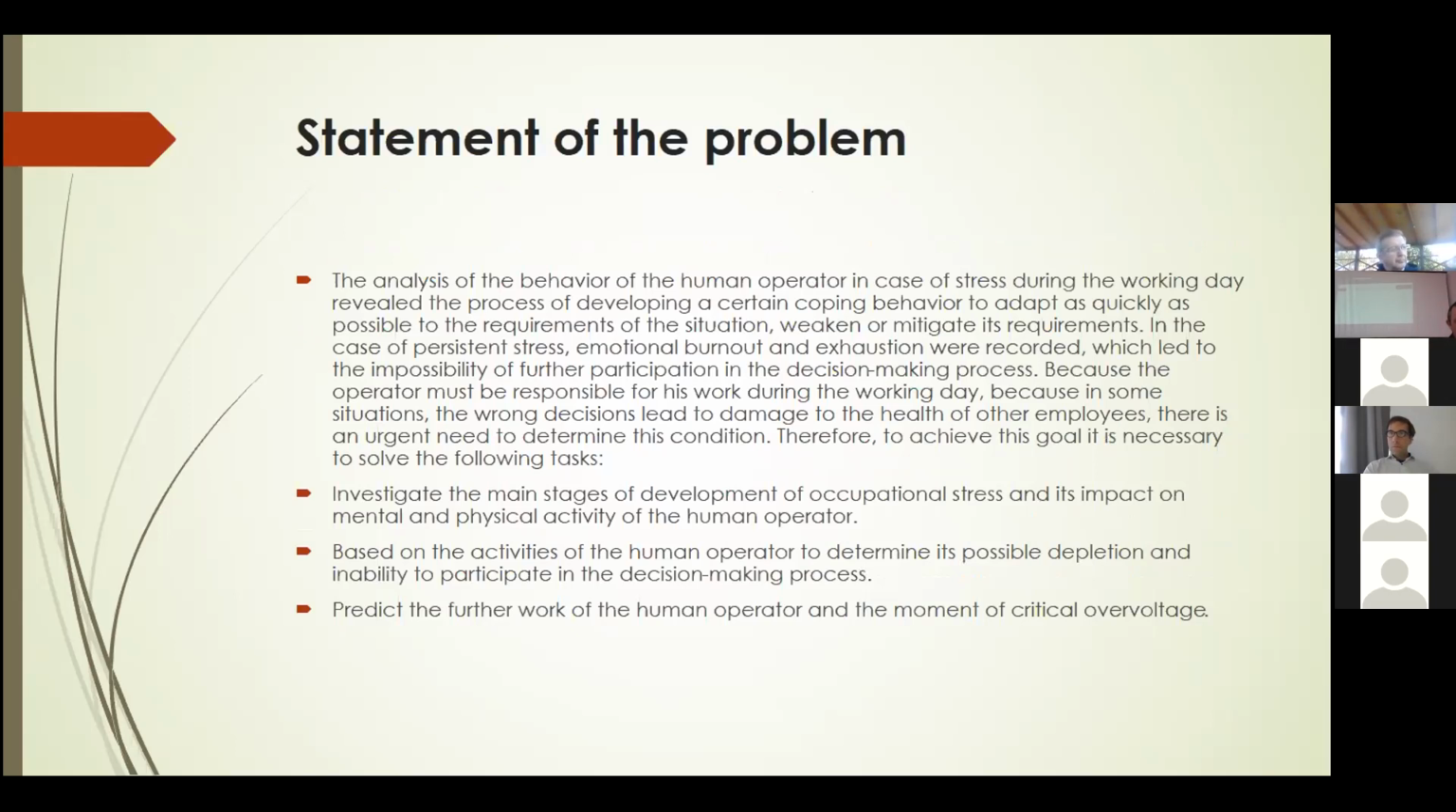So, the statement of the problem. The analysis of the behavior of the human operator in case of stress during the workday involves the process of developing a certain coping behavior to adapt as quickly as possible to the requirements of the situation. And in the case of persistent stress, emotional burnout and exhaustion were recorded. Investigate the main stages of development of occupational stress and its impact on the activities of the human operator to detect its possible deflation and inability to participate in the decision-making process.